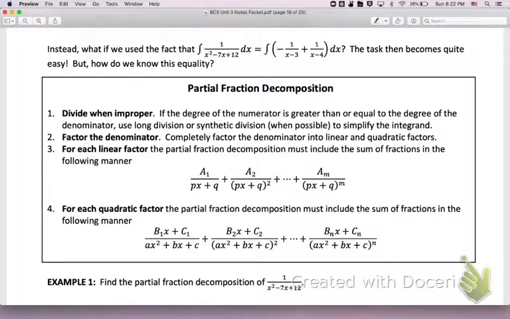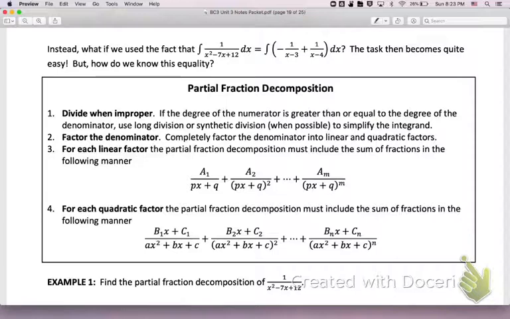Okay, so step 1 is the last thing we just talked about. Divide when improper. If the degree of the numerator is greater than or equal to the degree of the denominator, use long division or synthetic division when possible. Remember, synthetic division you can only use for factors of the form x minus c. And then we can simplify the integrand that way. So if that doesn't work, then here's the step that we need to follow. First, we'll factor the denominator. Completely factor the denominator into linear and quadratic factors. You shouldn't have anything bigger than that.